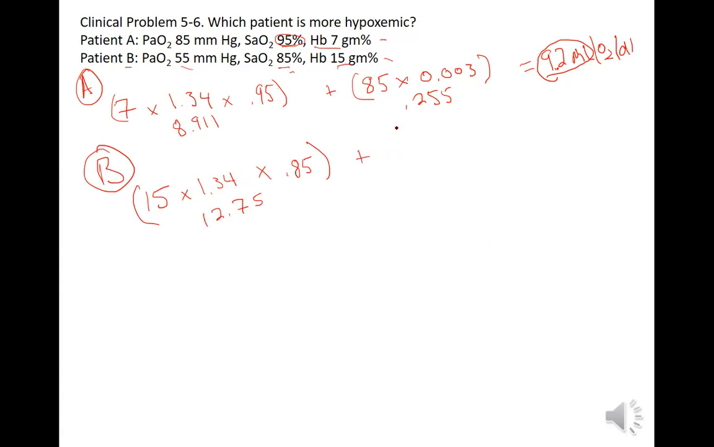Then you go to the other side of the equation, which is the solubility of oxygen in the plasma. You take the PaO2, which is low, 55 millimeters of mercury, and you multiply by the solubility coefficient. You get a number like 0.165. If you add those together, the 0.165 plus 12.75, you get a number of 17.3. And that's a normal CaO2.